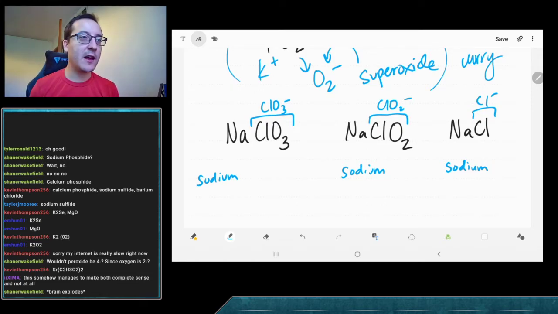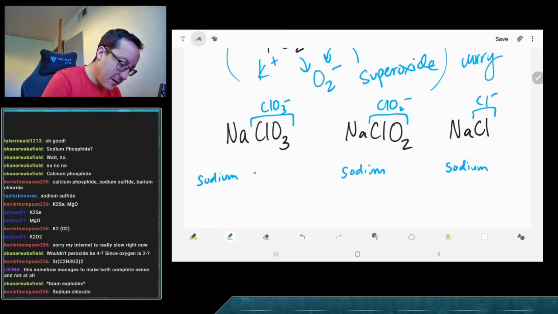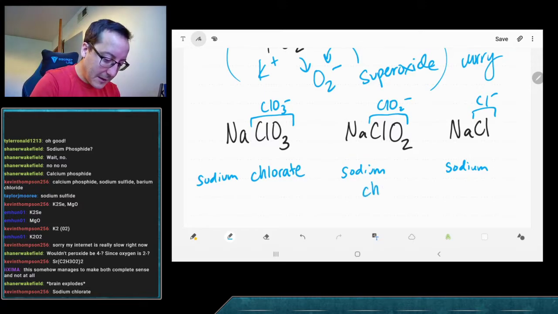So we could go ahead and reference our handy dandy periodic table, a chart of polyatomic ions. We'll go ahead and find their names. In this case, it may be easier to use the right column because that one has all the chlorine-based polyatomic ions organized nicely for us. All right, so I agree. This one is going to be sodium chlorate. This one is sodium chlorite, and this is sodium chloride.